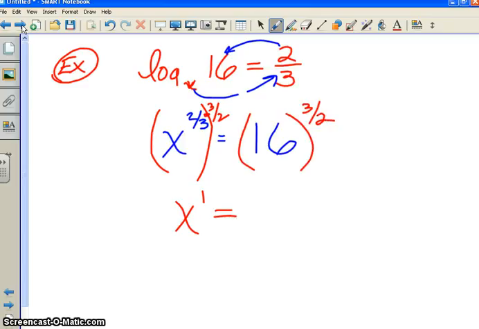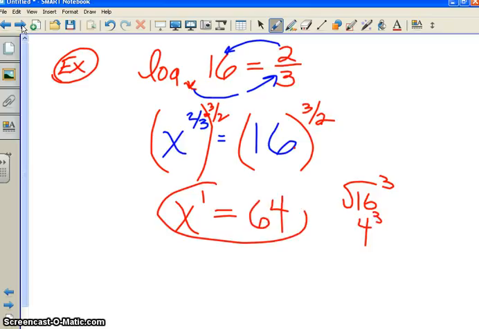16 to the 3/2. I don't even need a calculator for this because of my fraction exponent rule: 3 is going to be my power, 2 is my root, so I'm going to do the square root of 16 to the 3rd power. And the square root of 16 is 4, and 4 cubed makes 64. And again, if we wanted to double check it, we could type into our calculator log base 64 of 16 and make sure it comes out to be 0.6 repeated or 2/3. And it does.